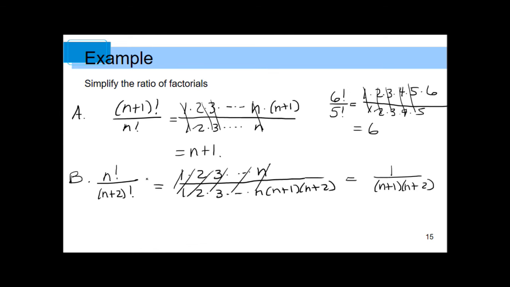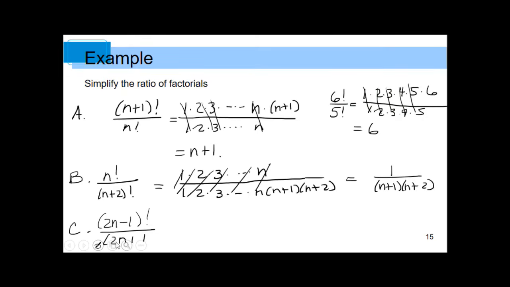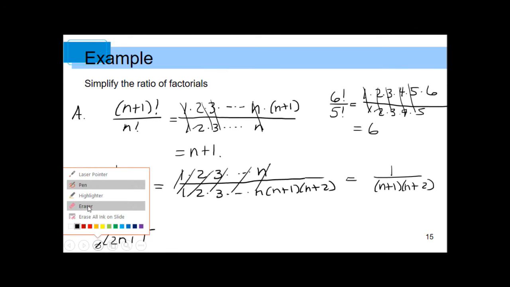Okay. Now, here's a trickier one. Part C, we have (2n minus 1) factorial over (2n plus 1). Ugh. Getting too close to the bottom of the screen. I think I'm going to have to erase and go back up.